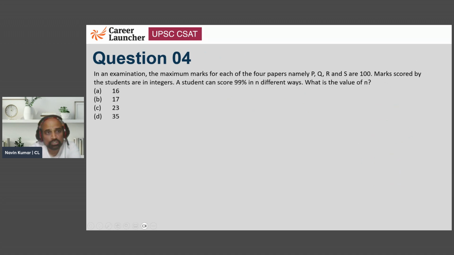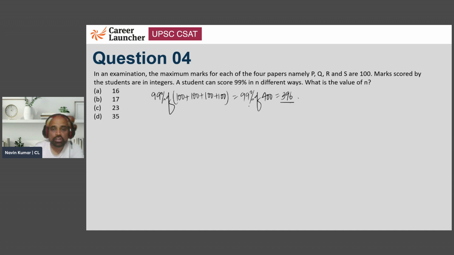Next, in an exam, the maximum marks for each of the four papers, namely P, Q, R and S, are 100, and marks scored by the students are integers. A student can score 99% in n different ways. What is the value of n? Scoring 99% in n different ways is like saying 99% of 100 marks of paper P, 100 of Q, 100 of R, and 100 of S, which is basically 99% of 400, which is 396. Now, which of these papers is going to get what marks? We will look at the arrangement later.